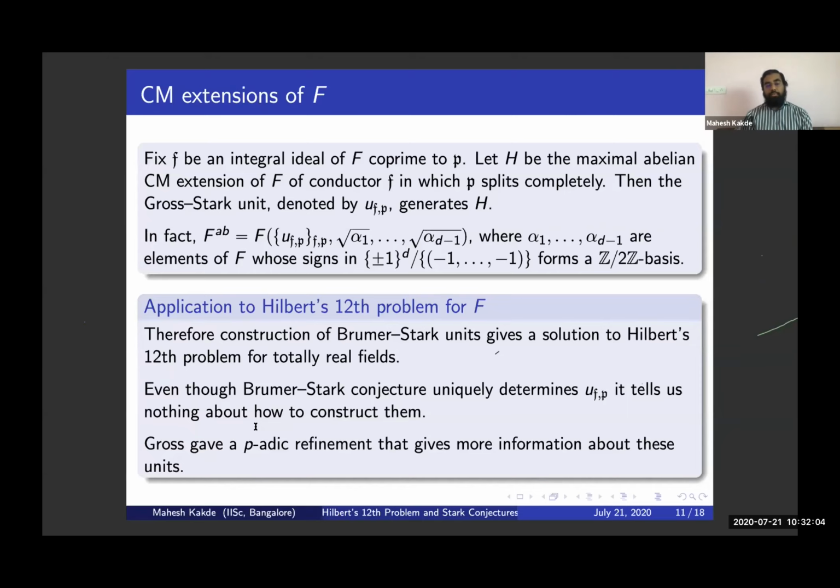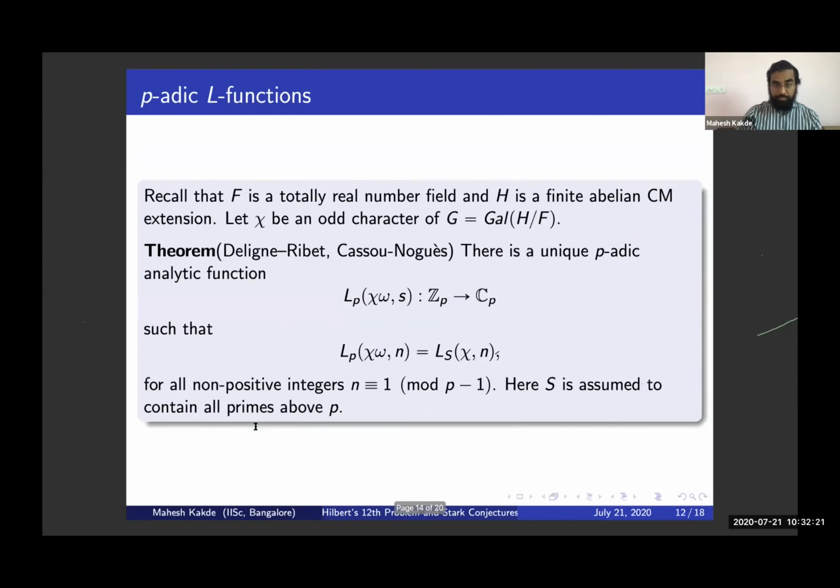So it gives us more information about these units. It still doesn't tell me exactly how to construct it. And that exact formula for these Brumer-Stark units was conjectured by my collaborator Samit Dasgupta. Okay, so I'll come to that in a minute.